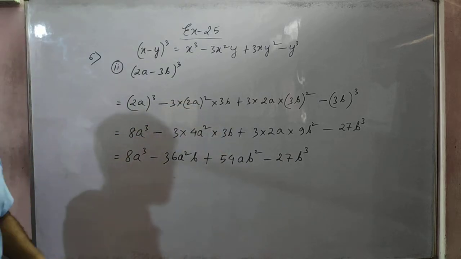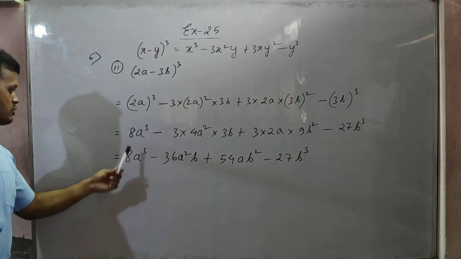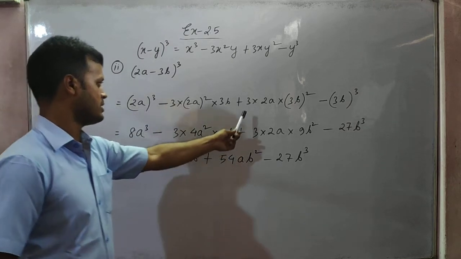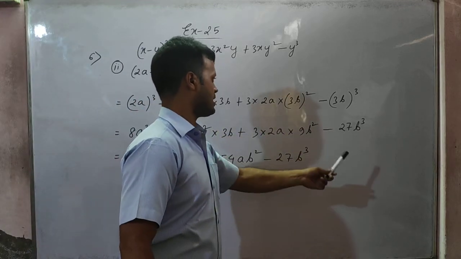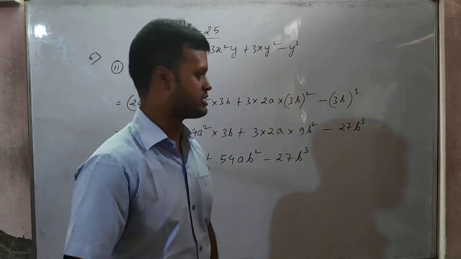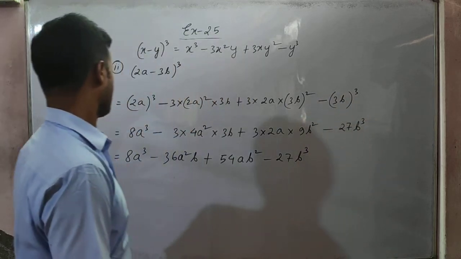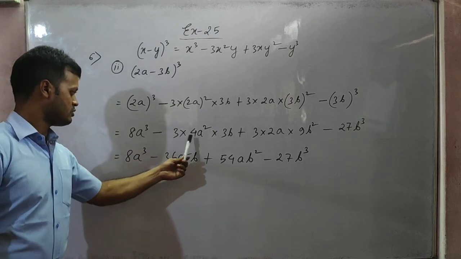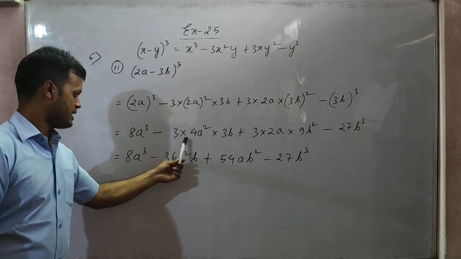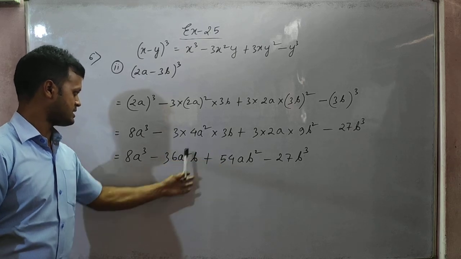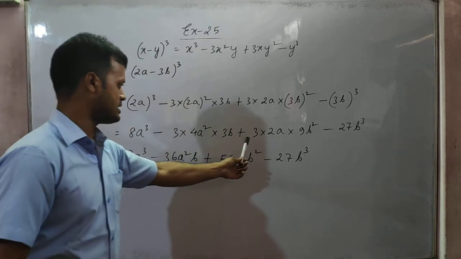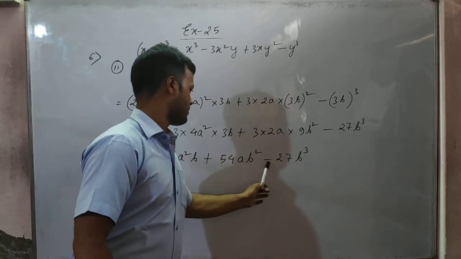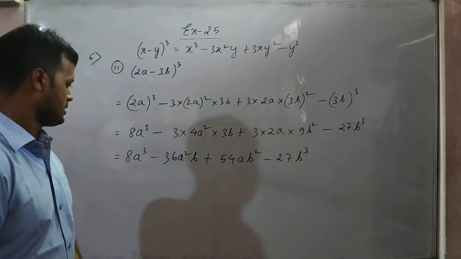So 2a whole cube means 2a into 2a into 2a, so write 8a cube, and 2a whole square will become 4a square into 3b. 3 into 2a into 3b whole square will become 9b square, and 3b whole cube will be 3b into 3b into 3b, that means 27b cube. So 8a cube, and 3 into 4 is 12, 12 into 3 is 36 a square b. And now 3 2s are 6, 6 9s are 54 a b square minus 27b cube, is it okay?